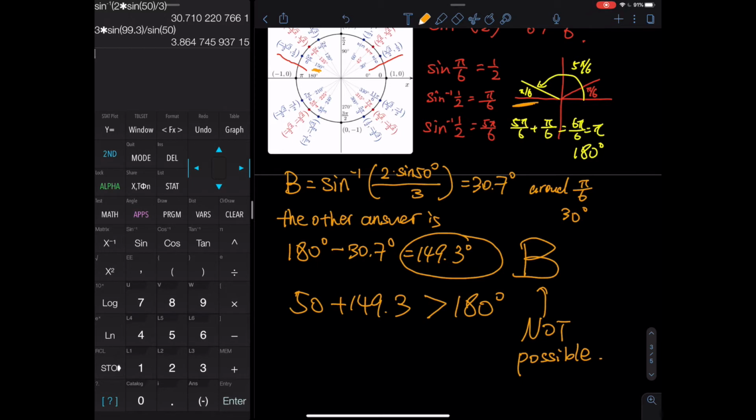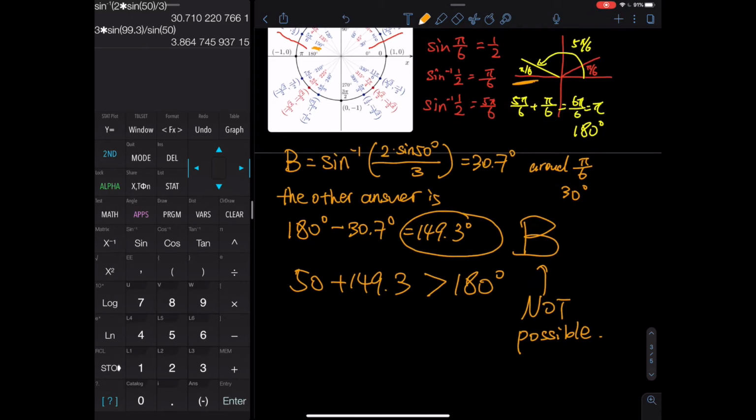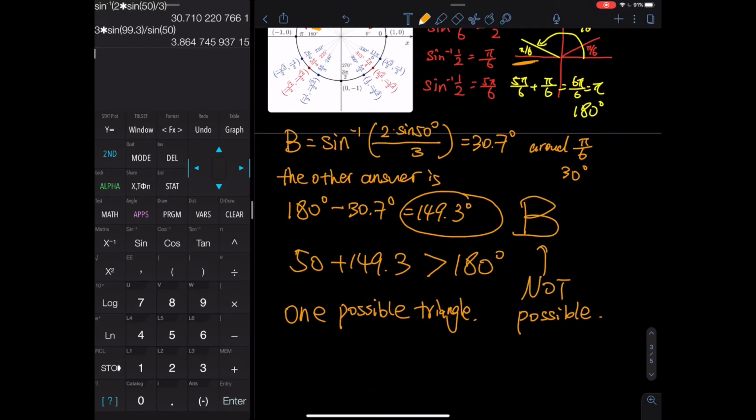So that tells me in this problem, there is only one possible triangle. Other than the given conditions, we have angle B around 30.7 degrees, the only possible answer. Angle C around 99.3 degrees, and then the small c equals 3.86. All the other measurements are in the givens. So there is only one possible oblique triangle.